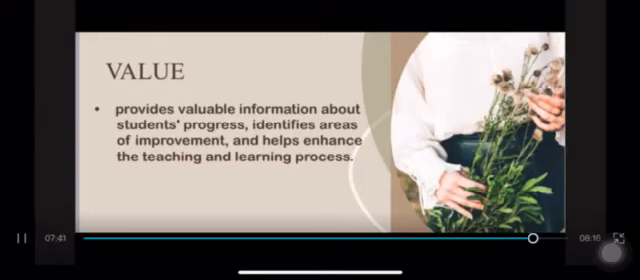So overall, assessment is very important to us as teachers and as students. For us as teachers, it is very important to have this assessment in order for us to have an idea about the progress of our students, and at the same time it helps us to improve our teaching strategies. And for the learners, it helps them to become more eager to learn or to improve themselves when it comes to performing their daily tasks.